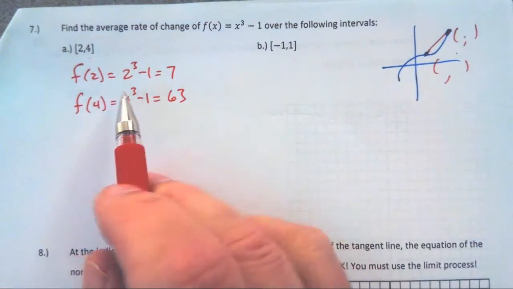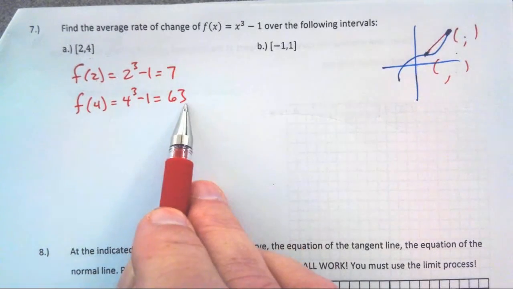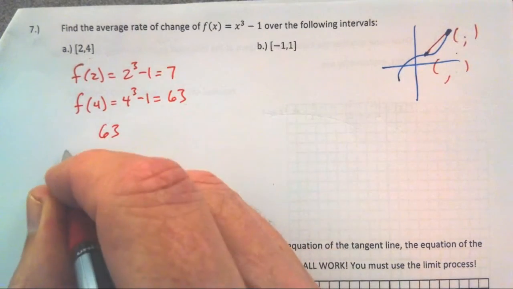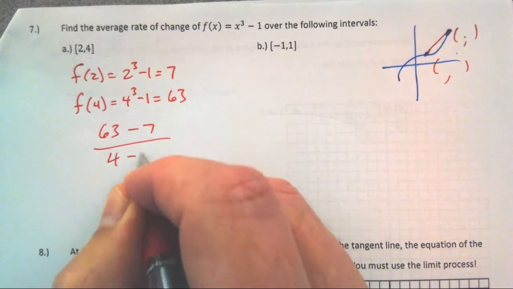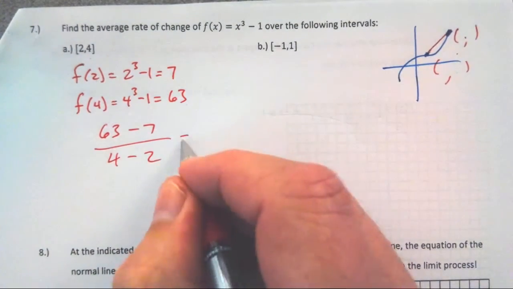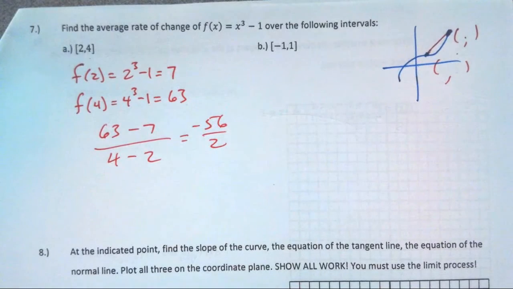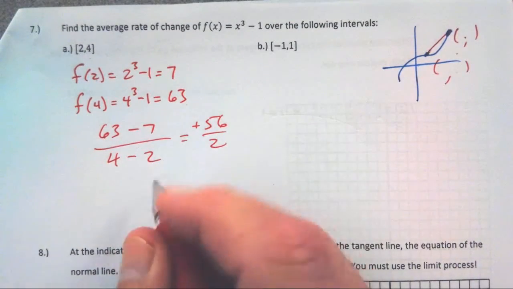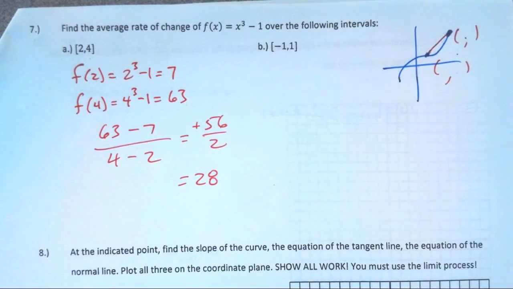Okay, back to this. Is it clear we've got two ordered pairs? I've got (2, 7) and (4, 63). The average rate of change is just the slope. Y became 63, it was 7. X became 4, it was 2. I get 56 over 2. You want to do that on a calculator? Great, your calculator will help you tomorrow. And that's positive 56 over 2, and that is 28. We have a slope of 28.